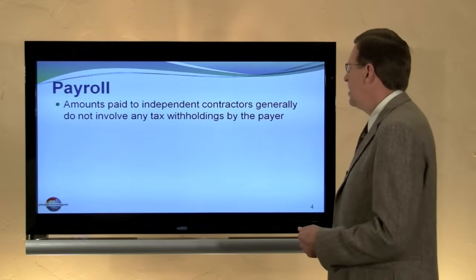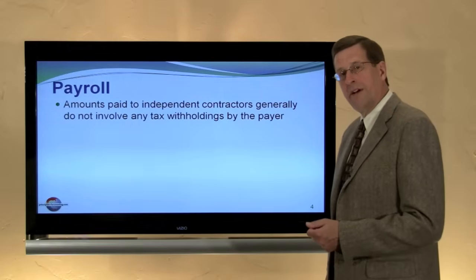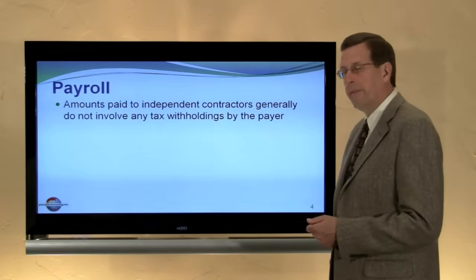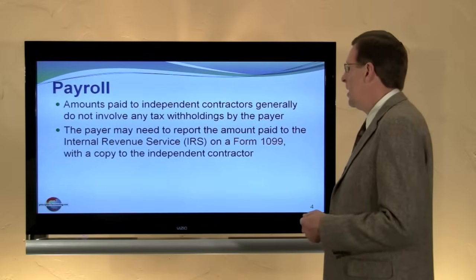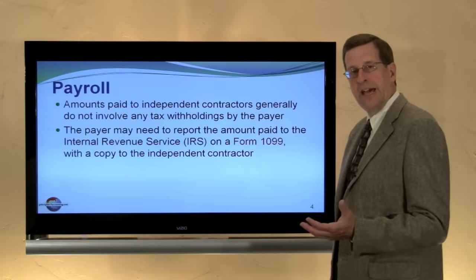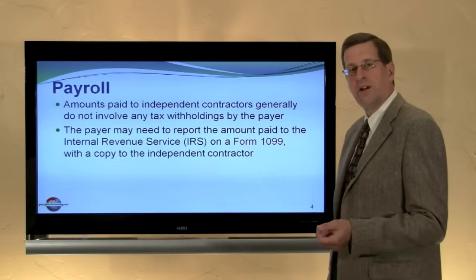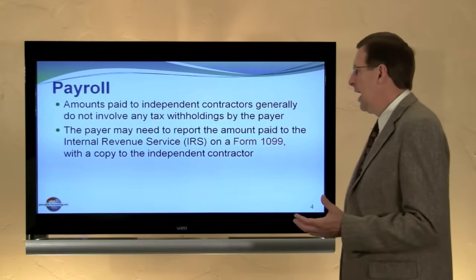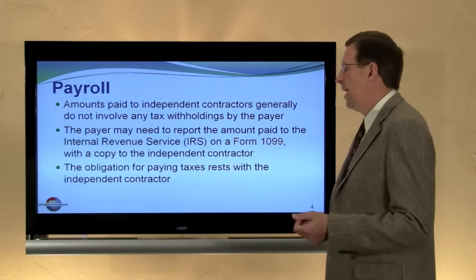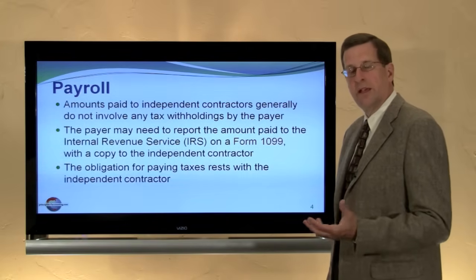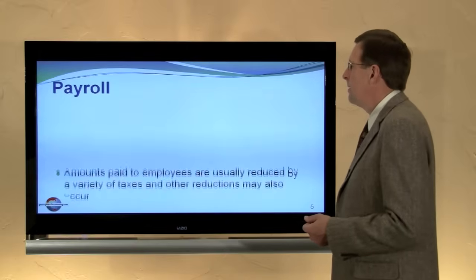Amounts paid to an independent contractor generally do not involve tax withholdings by the payer. Instead, the payer will report the amount of earnings on a Form 1099. That 1099 is provided to both the Internal Revenue Service as well as the worker, and the independent contractor then becomes responsible for paying payroll taxes that are associated with their earnings.